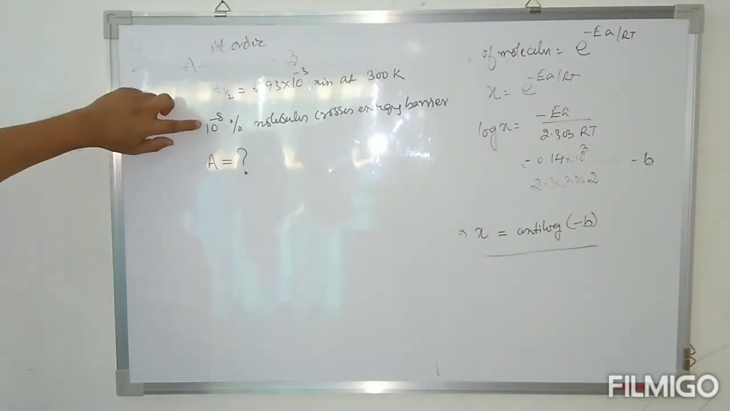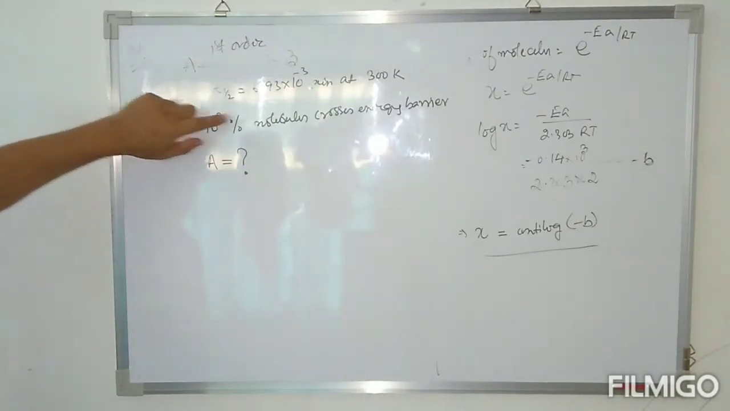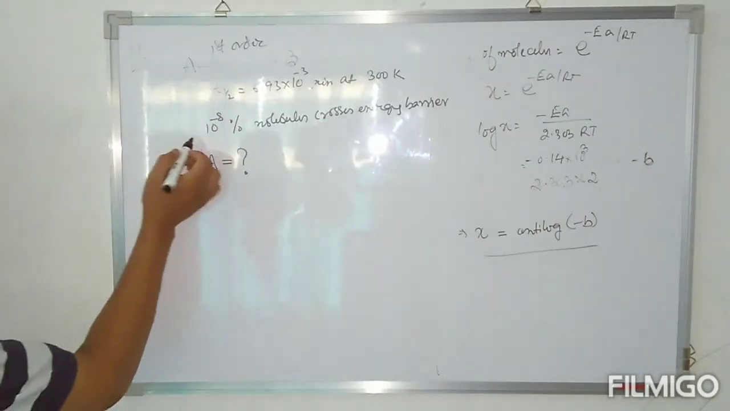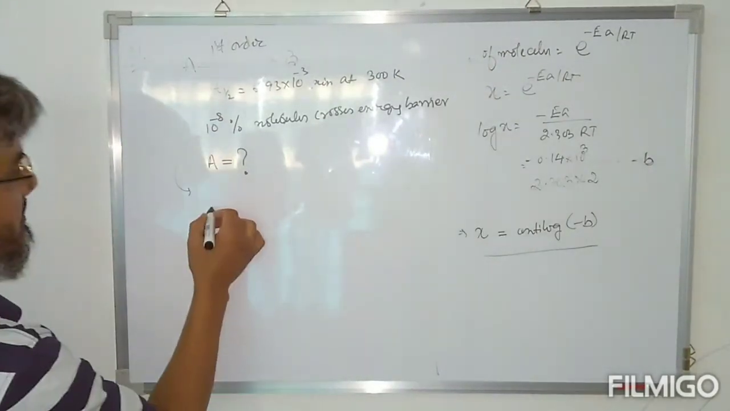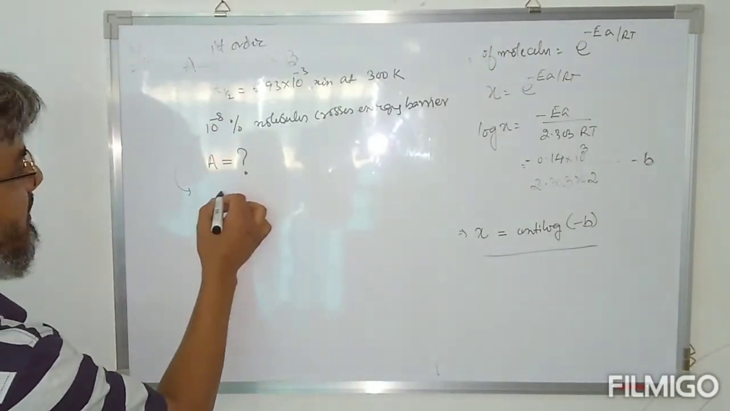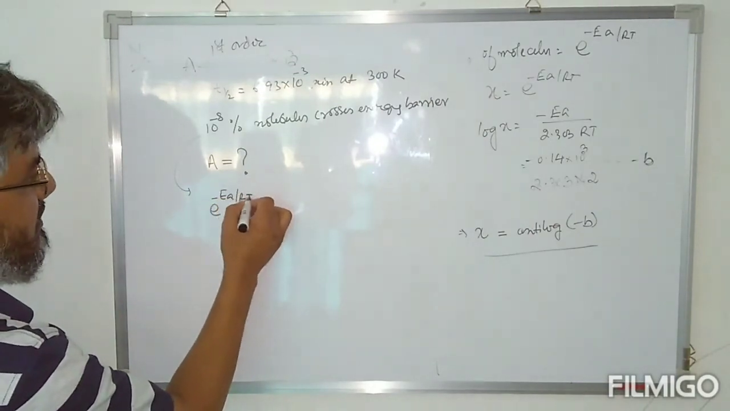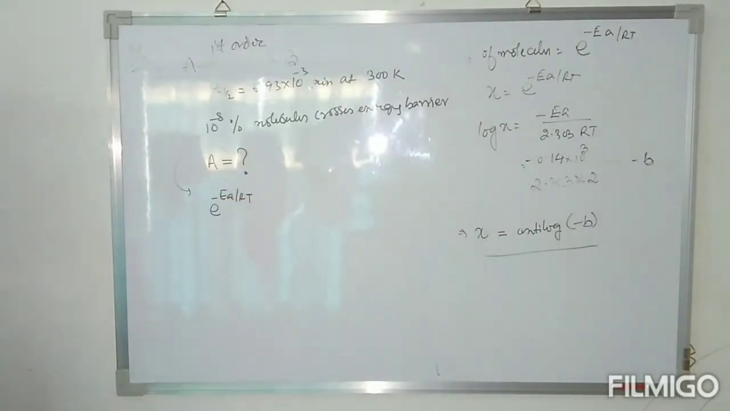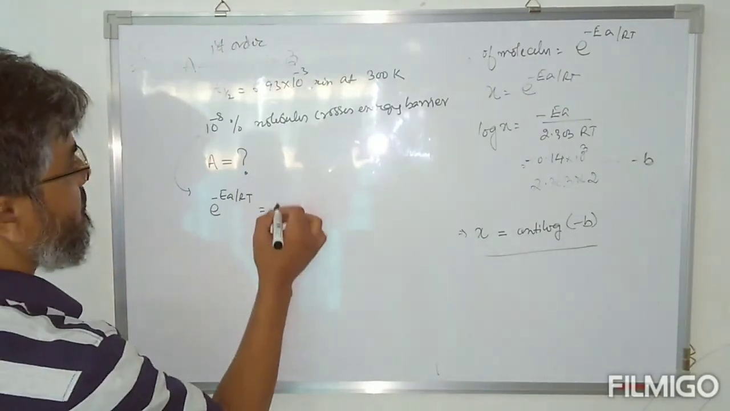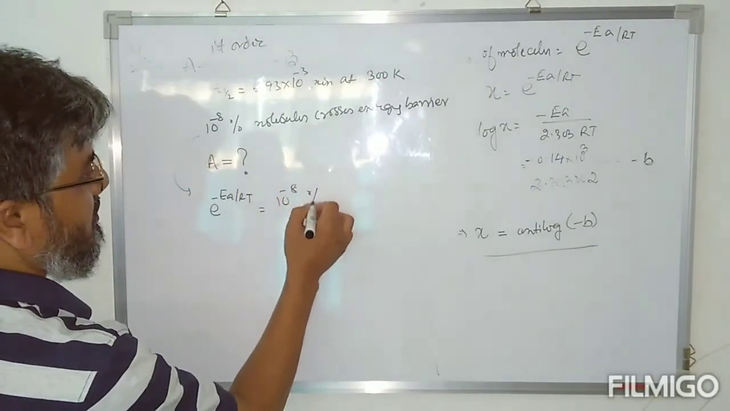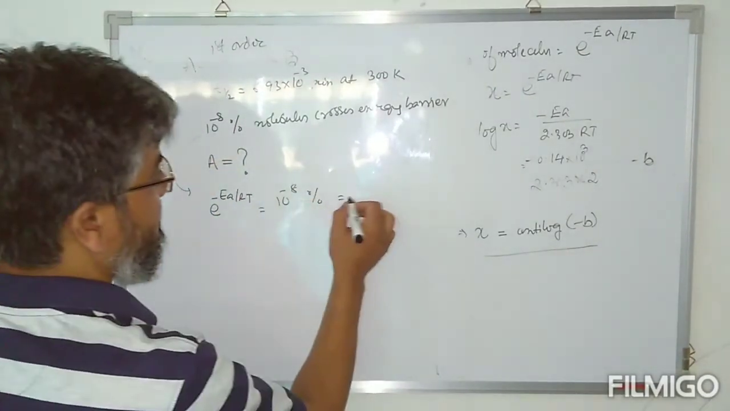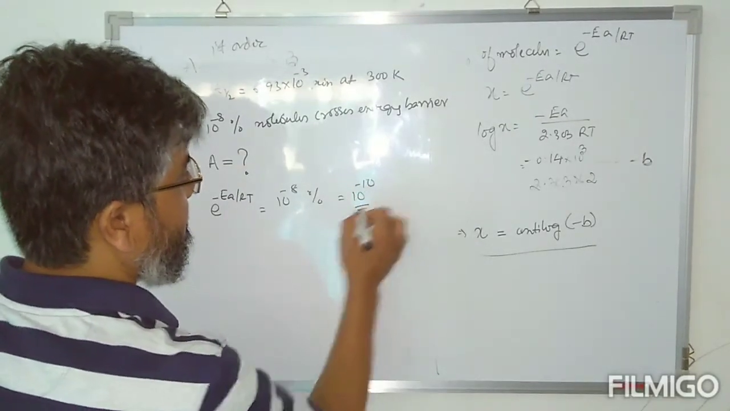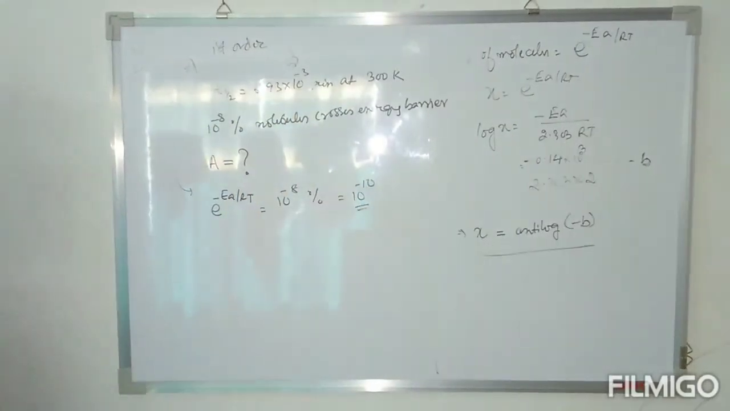So the question says look at this fraction of molecules crossing over the energy barrier. This term, exponential minus Ea by RT, is the percentage of molecules crossing over the energy barrier. So this is equal to 10 to the power minus 8 percent. So this is 10 to the power minus 10. So these molecules are crossing over this energy barrier.